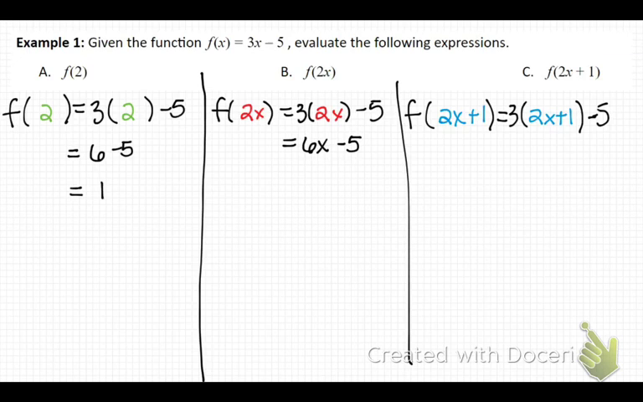And what do I do with the 2x plus 1? How do I solve this? Distribute my 3, so I get 6x plus 3 minus 5. So I get 6x, then what? Minus 2. And that's going to be my final answer, okay? We're going to do the next 4 now.